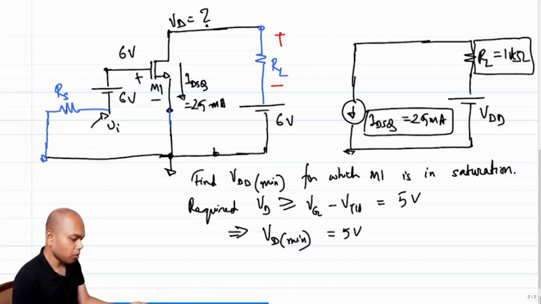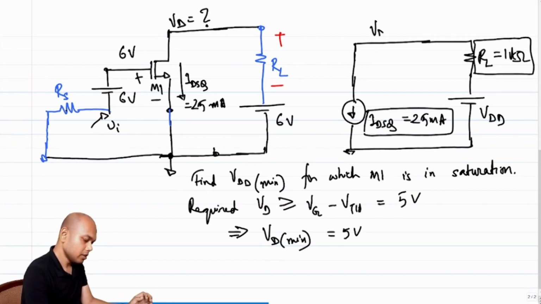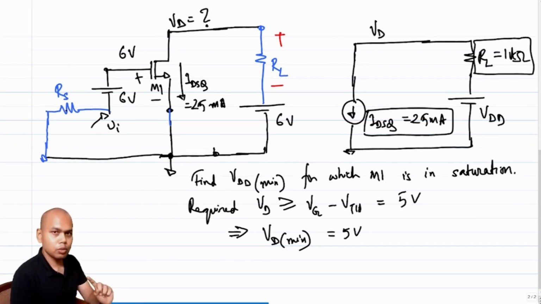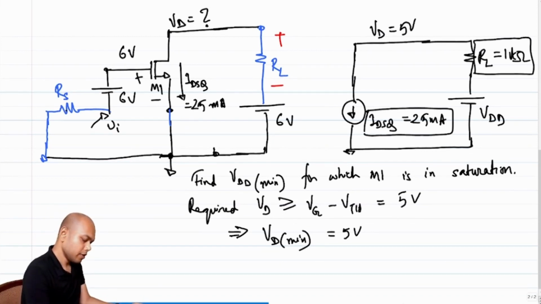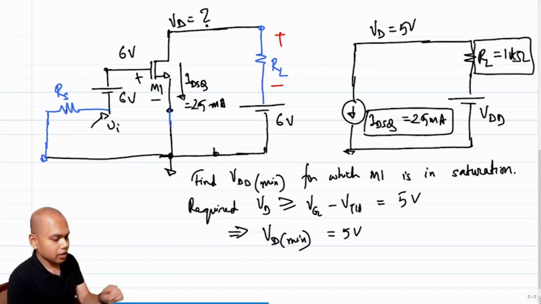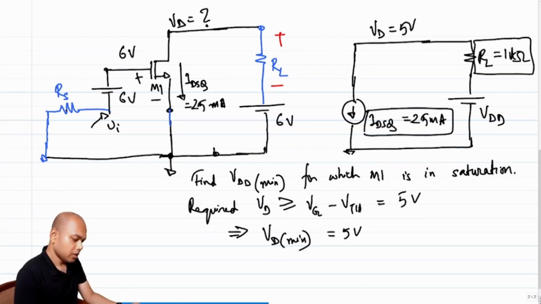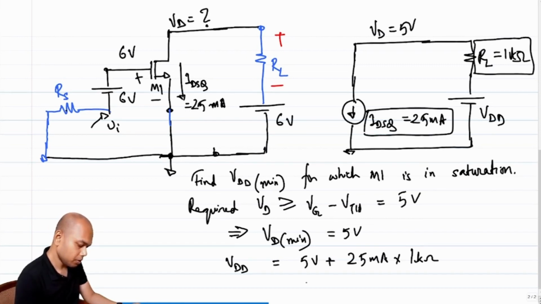So what is the corresponding node on the circuit on the right that corresponds to VD? Clearly this is VD. So that has to be equal to 5 volt. If this has to be equal to 5 volt, then what should VDD be? So VDD has to be 5 volt plus 25 milliamps times RL. RL is 1 kilo ohm, which means this has to be 30 volt. And so this is essentially VDD min, right?